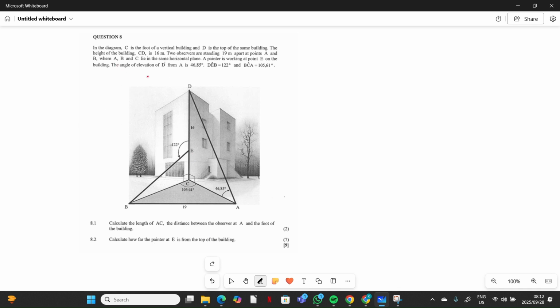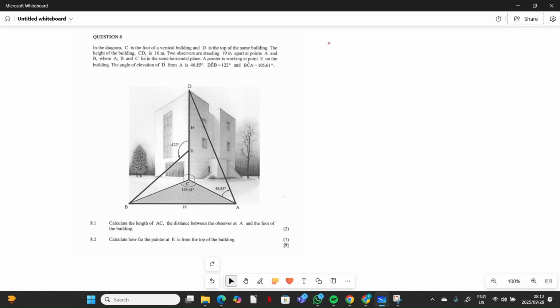Then they say that the angle of elevation of D, where's D here? Yes, of D from A is 46,85. Then angle DEB is 122, and BCA is 105. Right, now check how I'll do this one.